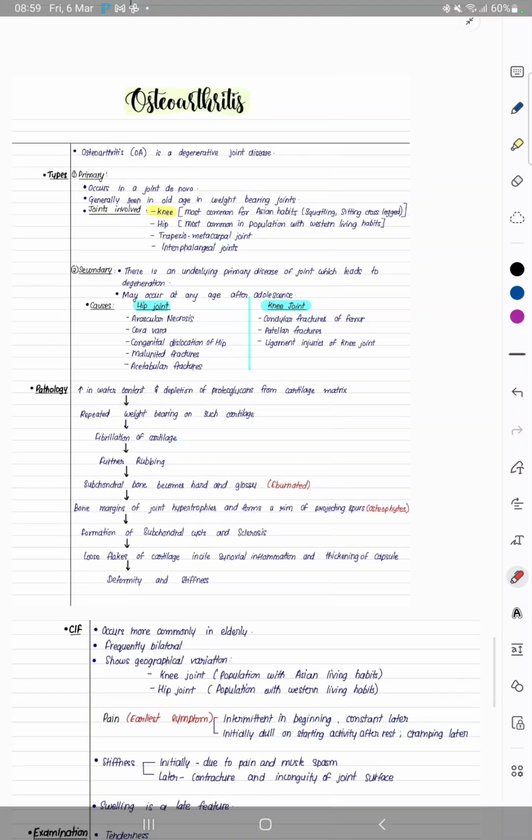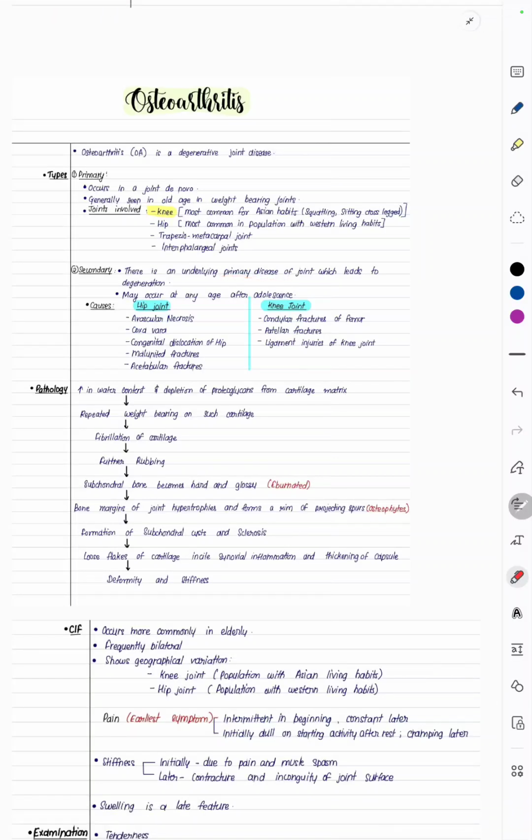Then the secondary, there is underlying primary disease of the joint which leads to degeneration. The causes of this: in the hip joint, the causes can be avascular necrosis, developmental dysplasia of the hip, coxa vara, malunited fractures. In knee joint, it can be the condylar fractures of the femur, patellar fractures. There is a pathology. The pathology is that there is increased water content and depletion of the proteoglycans.